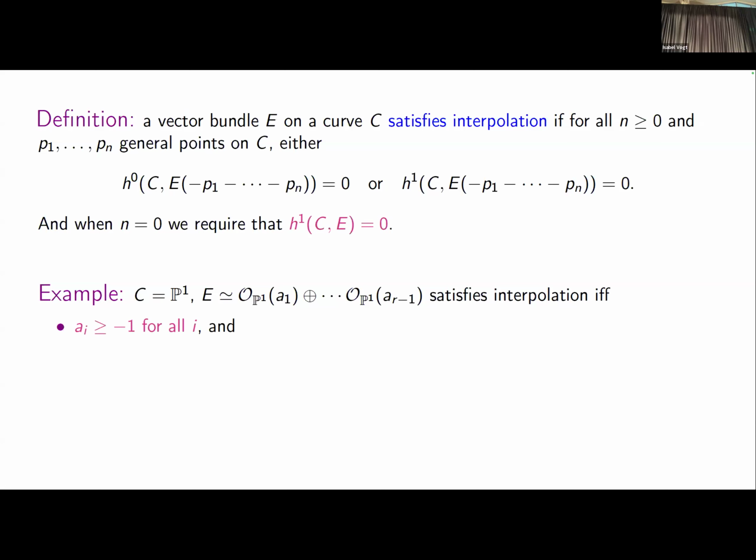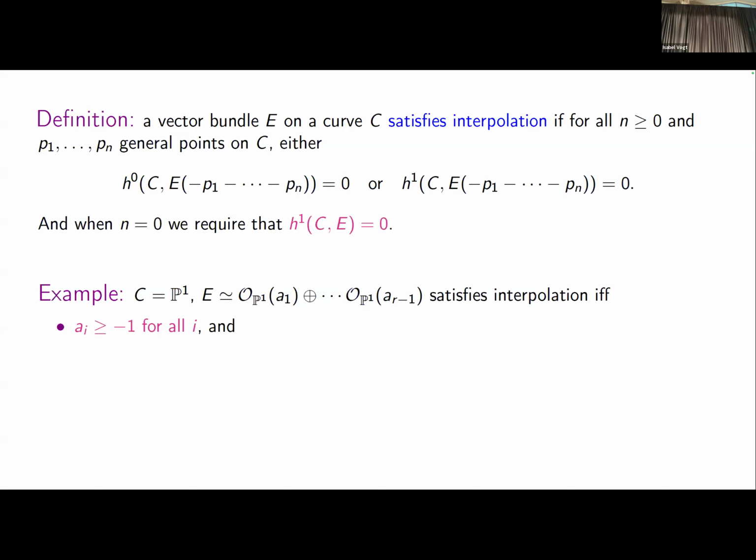Let's suppose that my bundle was O(5) plus O(7) on P1. Does that satisfy interpolation? Well, you could twist down by 7 general points. Then you'll get O(-2) plus O, and that has both H0 and H1. So that bundle does not satisfy interpolation. It does not satisfy this condition. What let me do that was that 5 and 7 were sufficiently far apart that I could twist down by one of them and pick up an H0 and an H1.